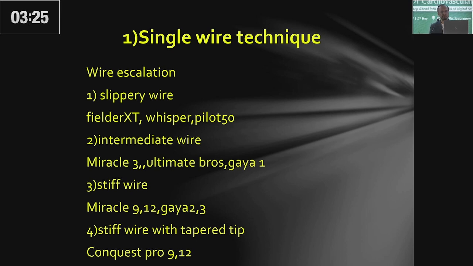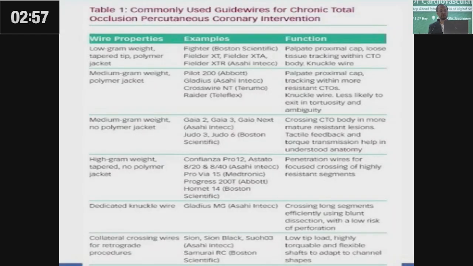So usually we start with a slippery wire like Fielder XT-R, XT, Whisper, Pilot. Then if it fails, we upgrade, escalate to Miracle 3, Ultimate Bros or Gaia First. And then we go for Gaia Second, Third, now Gaia 2 next, Gaia 3 next. And even then if you fail, you can escalate to a stiffer wire with a tapered tip, the Conquest Pro 9 or 12. There are different algorithms and different wires and their properties, which I've already explained by my previous speakers.